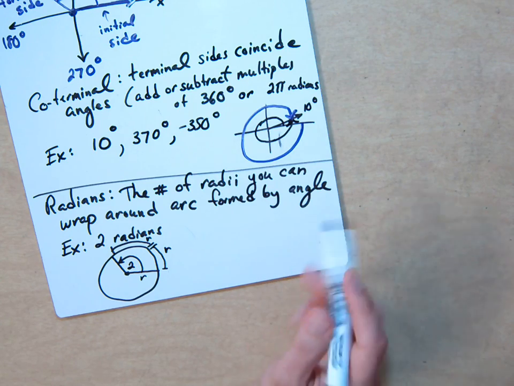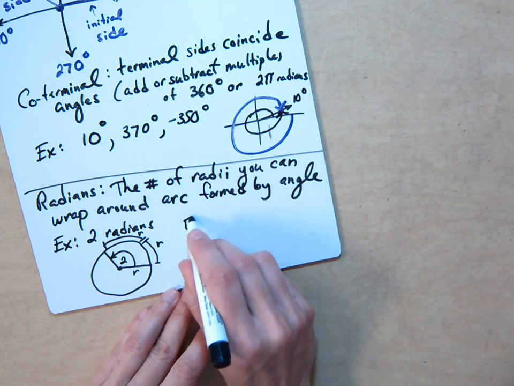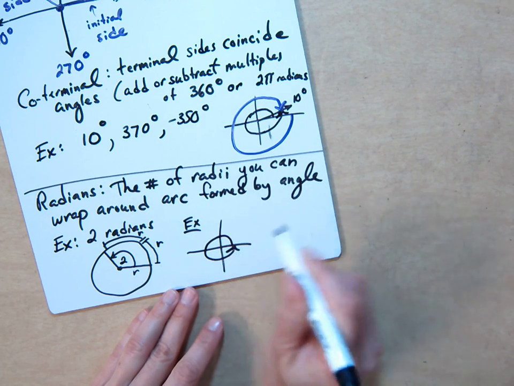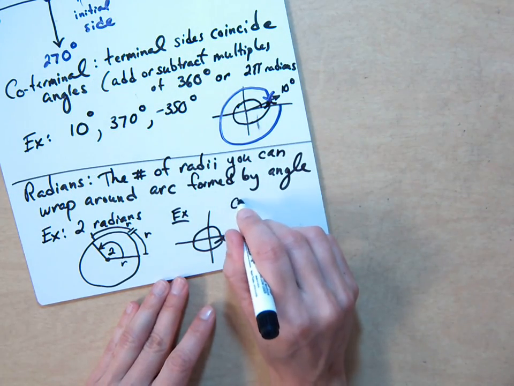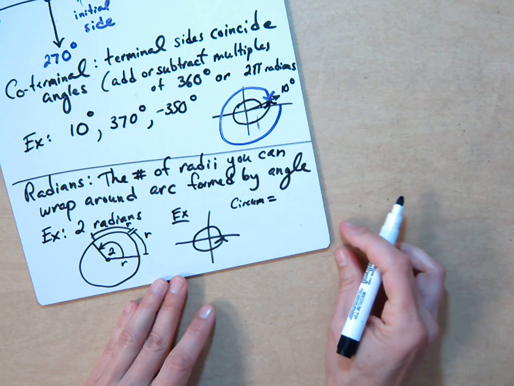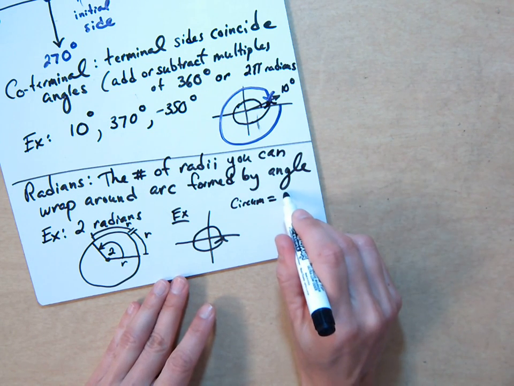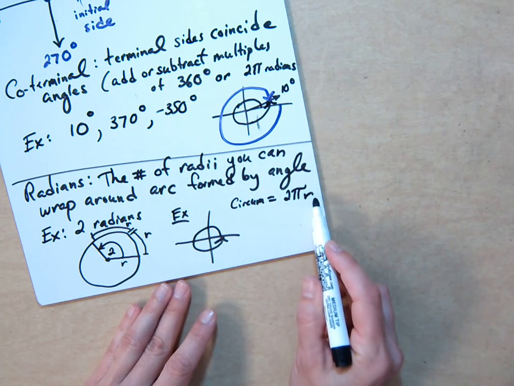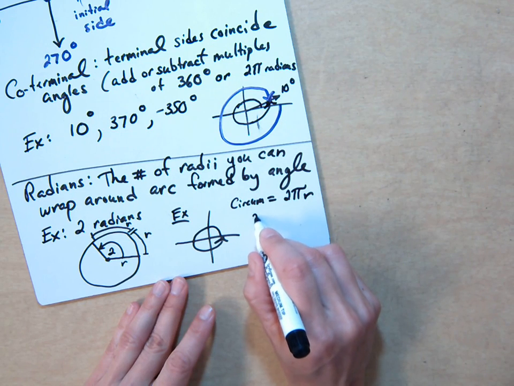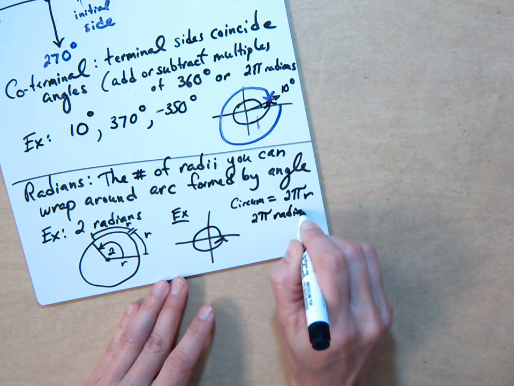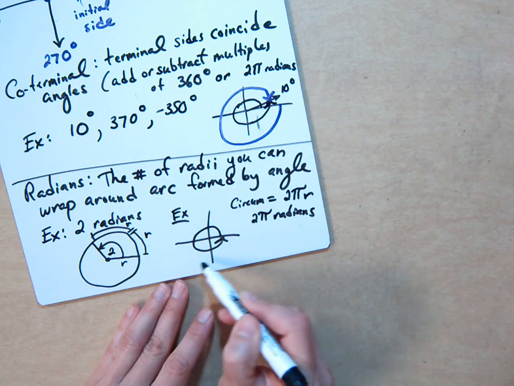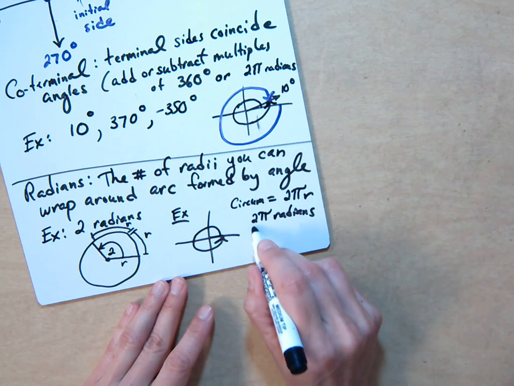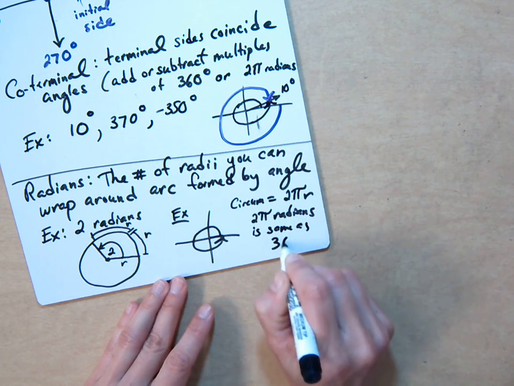Another example: if I have a circle and I go all the way around, the circumference of a circle, what's the formula for the circumference of a circle? 2 pi r. See, if you forget, r means radius. So it's basically saying 2 pi radians is the measure of the angle that starts from here and goes all the way around. 2 pi radians is the same as 360 degrees.